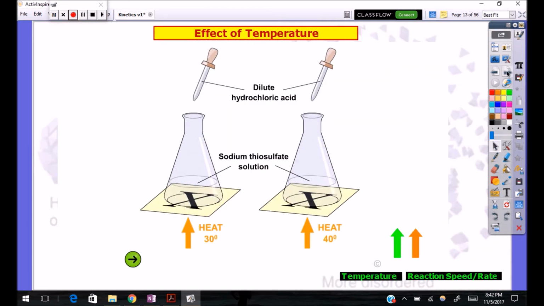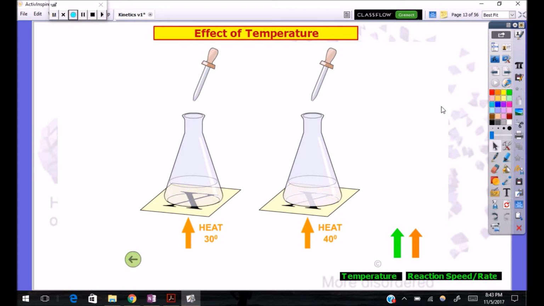All right. Here's another one. We've got sodium thiosulfate solution. One's at 30 degrees, one's at 40 degrees, and they're being reacted with hydrochloric acid. And you can see that we added our drop, and the one at 40 degrees gets cloudier much faster. So again, same relationship. As our temperature goes up, reaction speed and rate also goes up.